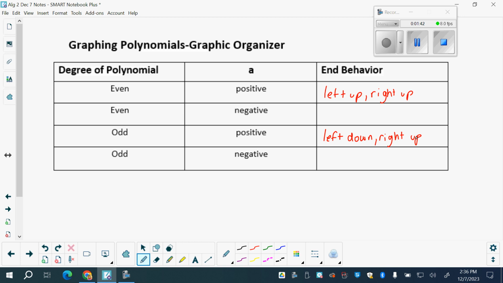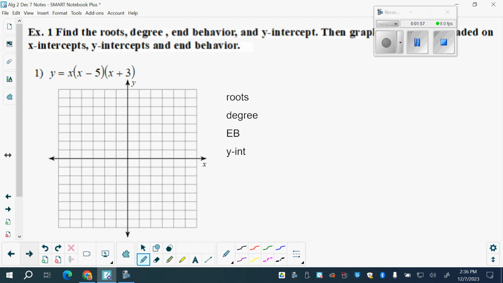Okay, so we're going to use that to make some graphs today of polynomials. Is there anybody that's still looking at this? Okay, moving on to the next example. So the other side of your paper. Okay, so we are going to graph this equation, y equals x times x minus 5 times x plus 3. So at this point, we don't know how to graph this, but we're going to use this end behavior, etc., to graph it. How do we find the roots of this equation?